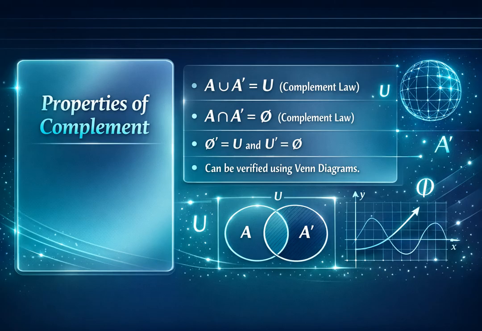Let's review the key properties of complements. First, A union A prime equals the universal set U. Second, A intersection A prime equals the empty set. Third, the complement of the empty set is U, and the complement of U is the empty set. All these can be beautifully verified using Venn diagrams.